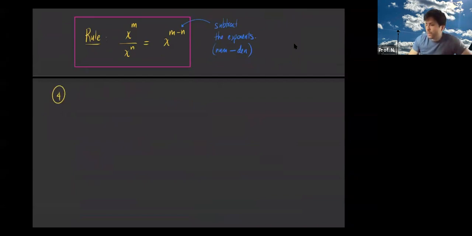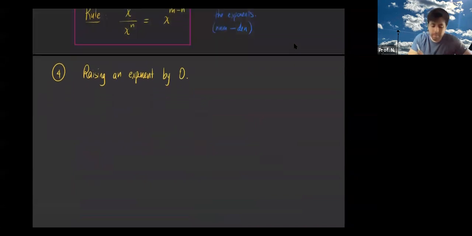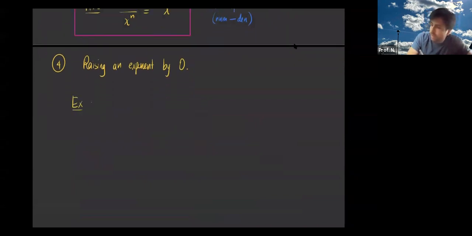So number 4. Number 4 is raising an exponent by 0. So what happens, guys, when you have, for example, x to the 5th power raised to the 0th power? Well, what's the first rule I can apply? 5 multiplied by 0 would give me what? 0, correct? Because 5 times 0 is 0.